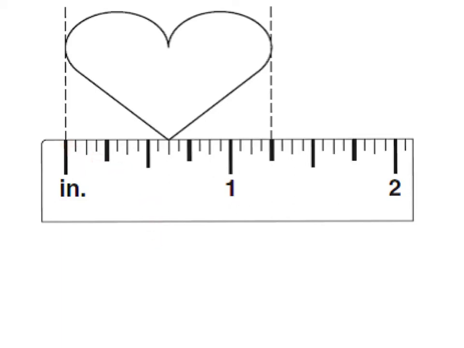When we measure the length across this heart, it goes all the way to this mark right here. Now that is halfway between 1 inch and 1.5 inches. Well, half of a half is a quarter. You could also count how many spaces you have between the 1 inch and that mark where our heart lands. I have 1, 2, 3, 4 spaces, and I know that that's 4 out of 16.